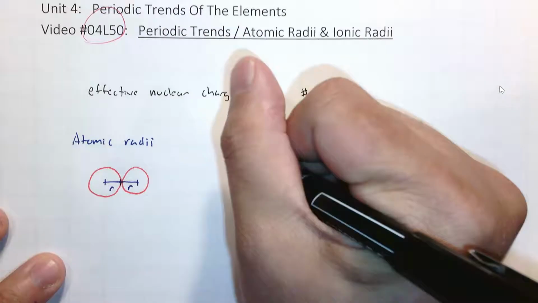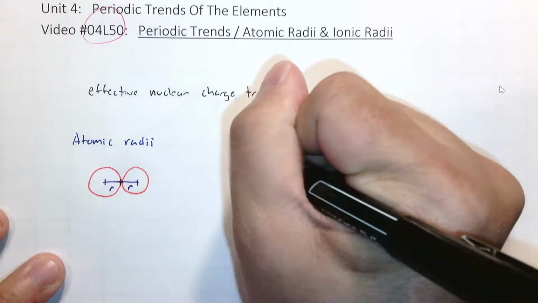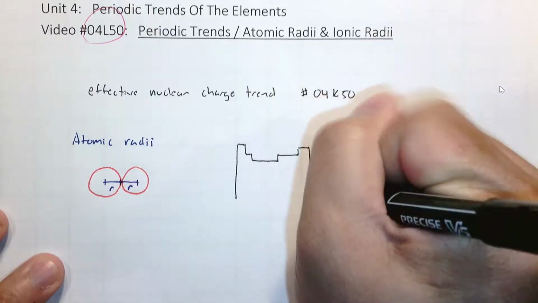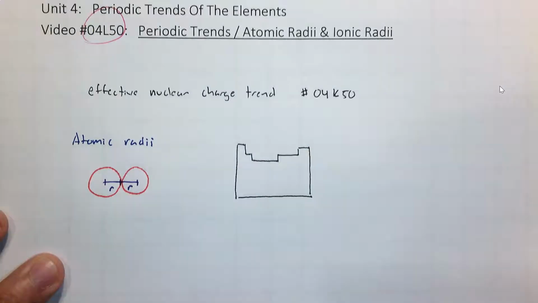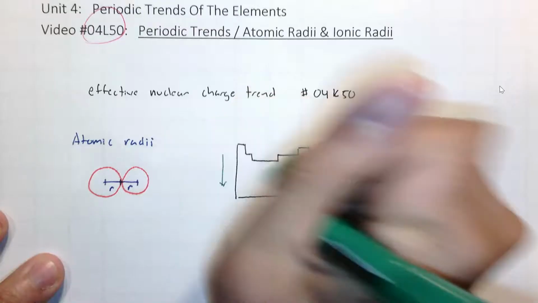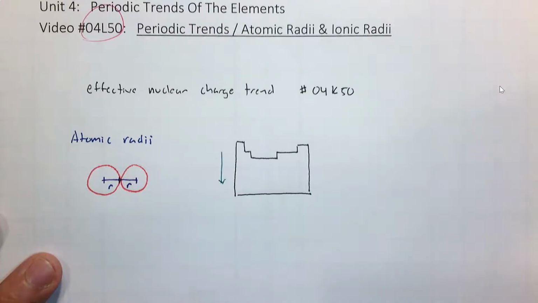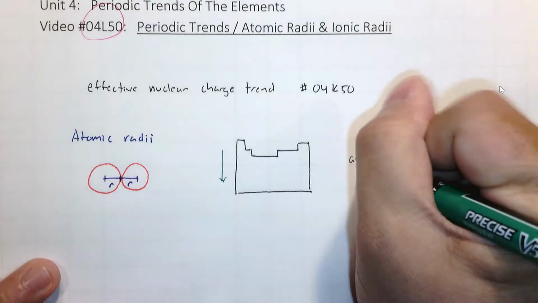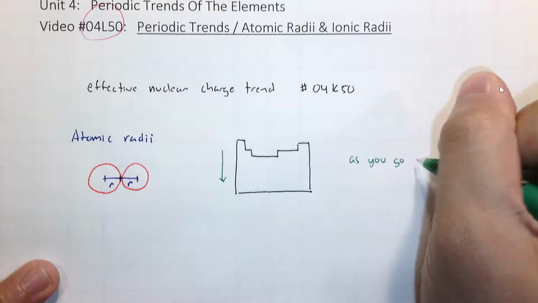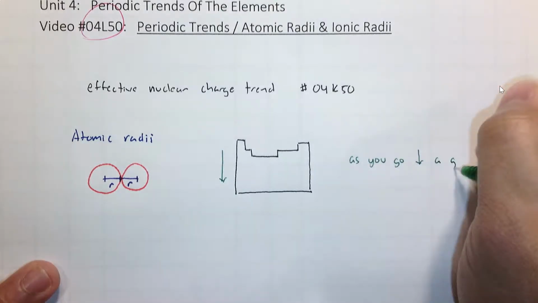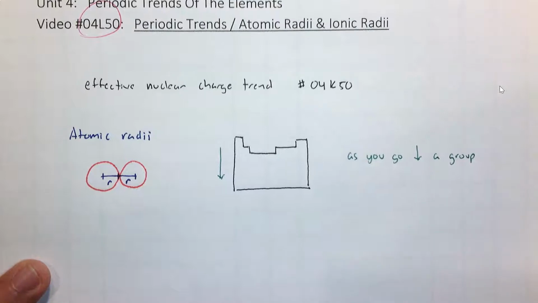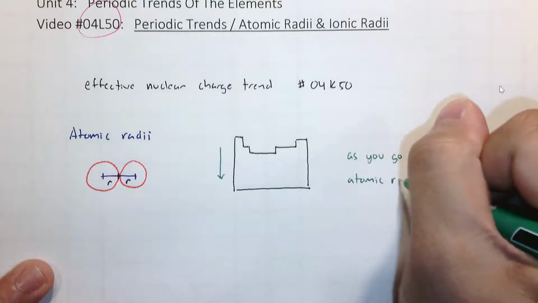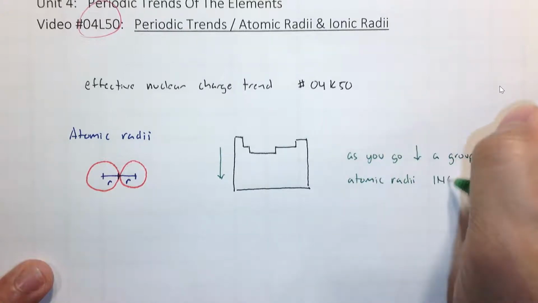And the easier of the two is going down a group. We have our little cartoon of our periodic table. And as we go down a group, the atomic radii gets bigger. The atom gets bigger. I'll write that formally. As you go down a group, or a group is the same thing as saying a column, atomic radii increases. And that should be obvious.